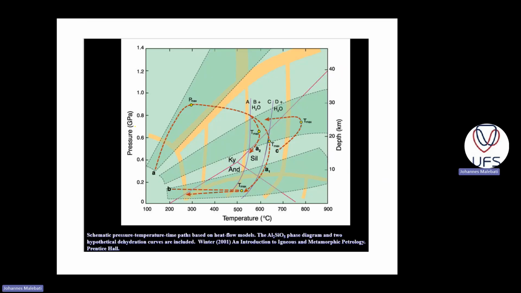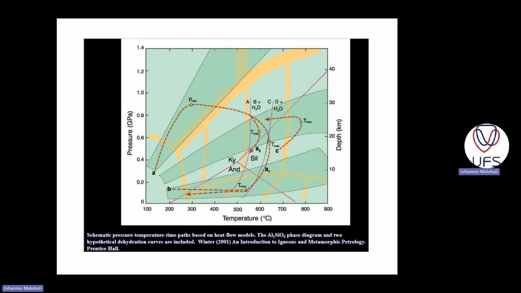As I've mentioned, I will also explain the transition from kyanite to sillimanite along path A2, where retrograde was taking place. I promise that we will do that. But now I want to bring to your attention, I want you to be familiar with this diagram.